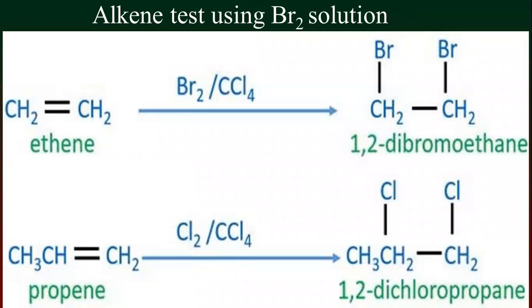Alkene test may be done by using bromine solution first. When bromine solution is added to any alkene compound, then 1,2-dibromoethane may be produced for the ethene compound. In this case, the red color of bromine disappears. But in the case of an alkane compound, this test does not happen.